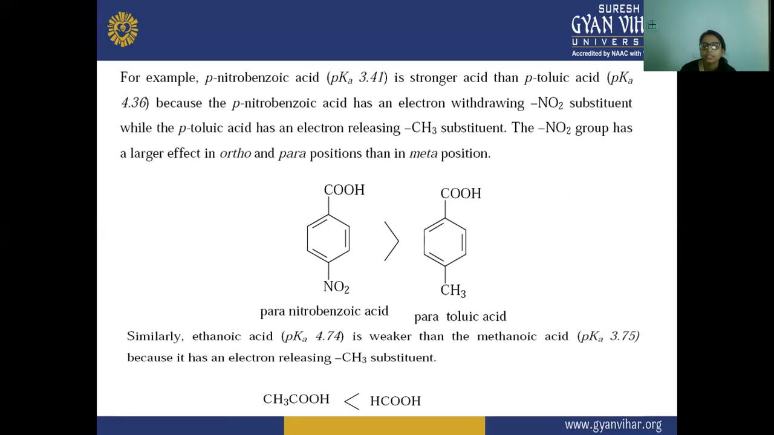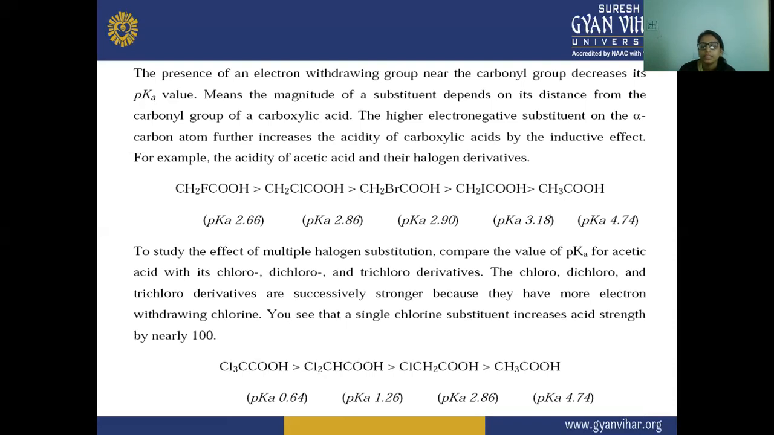Similarly, ethanoic acid has a pKa of 4.74 because an alkyl group is attached, and methanoic acid has 3.75 because no electron releasing group is attached to it. Next, regarding pKa strength in the presence of an electron withdrawing group, nearby groups decrease the pKa value, meaning the magnitude of the substituent effect depends on distance, how far the substituent is from this carbonyl group.